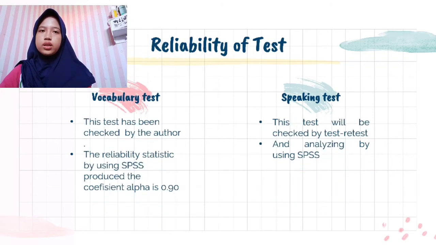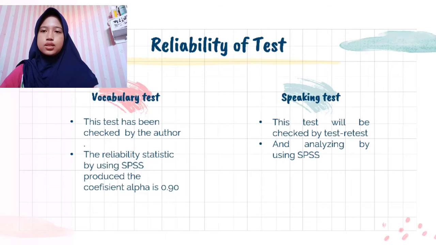Next is reliability of test. Reliability of test is how accurate the research instrument is in making a measurement of something being measured, and the accuracy of the measurement result when repeated measurements are made. Khoiriah 2012 stated an instrument is considered reliable if, when the instrument is used, it can produce a stable and consistent score.